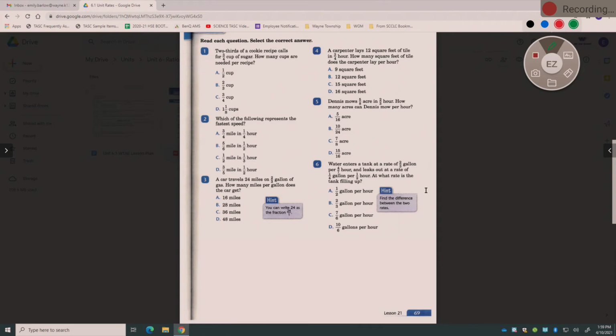2/3 of a recipe calls for 3/4 cup of sugar. How many cups are needed per recipe? So remember, cups per recipe tells us what needs to be in our fraction. So we're going to do cups per recipe. Okay? How much sugar do I have in this first part? 3/4 cups over 2/3 of the recipe.